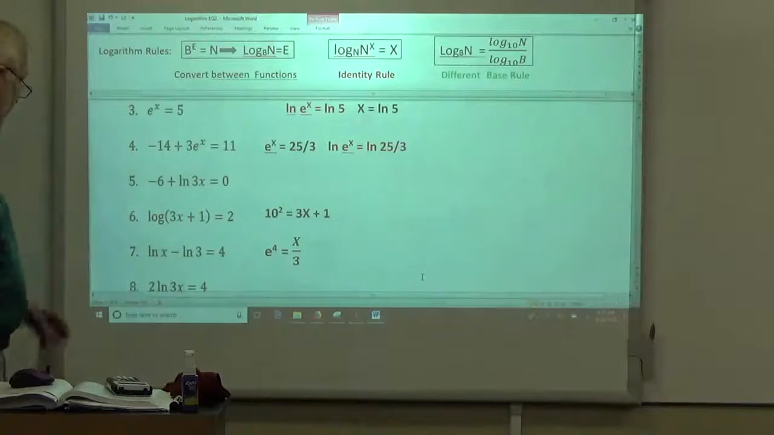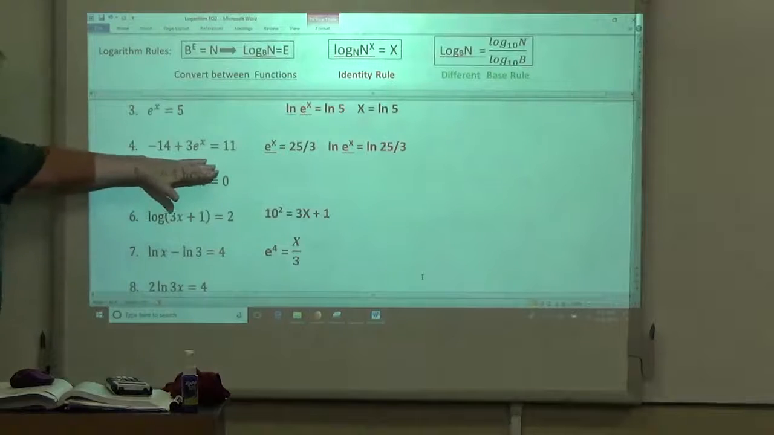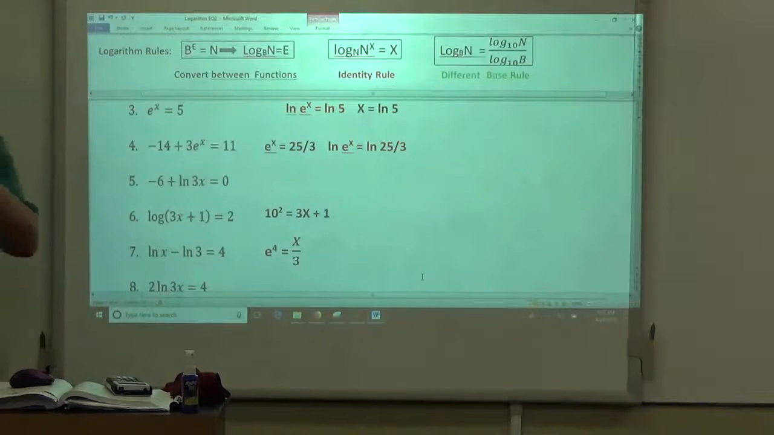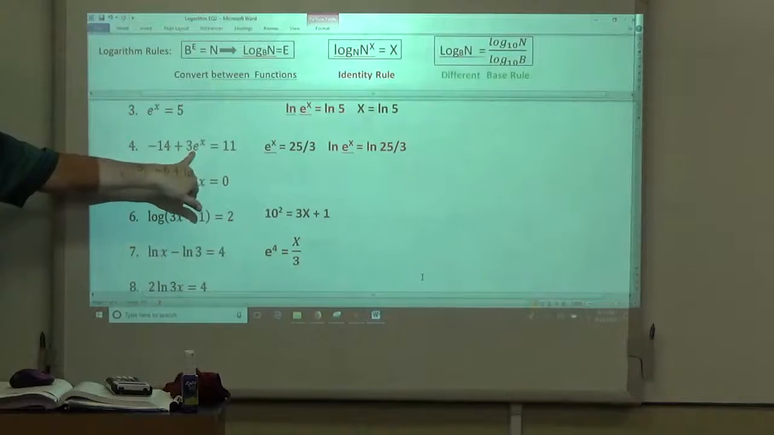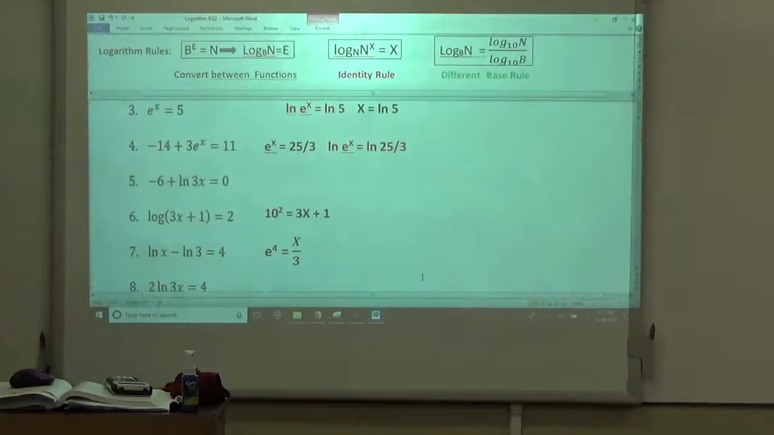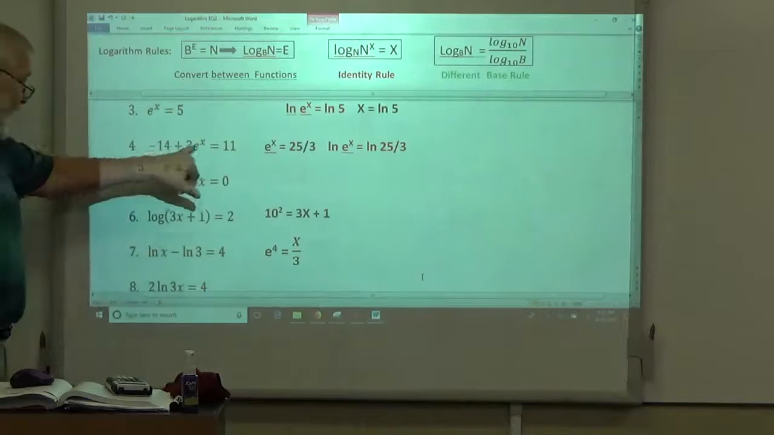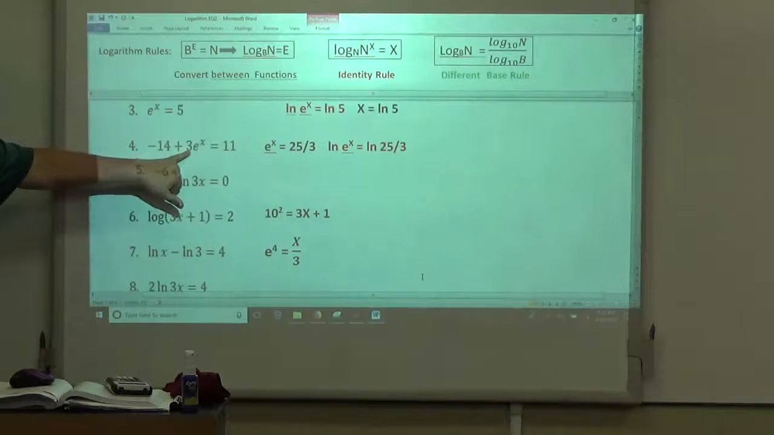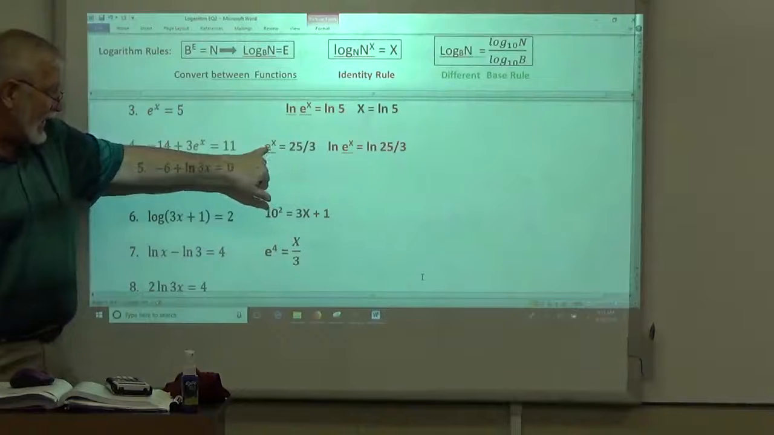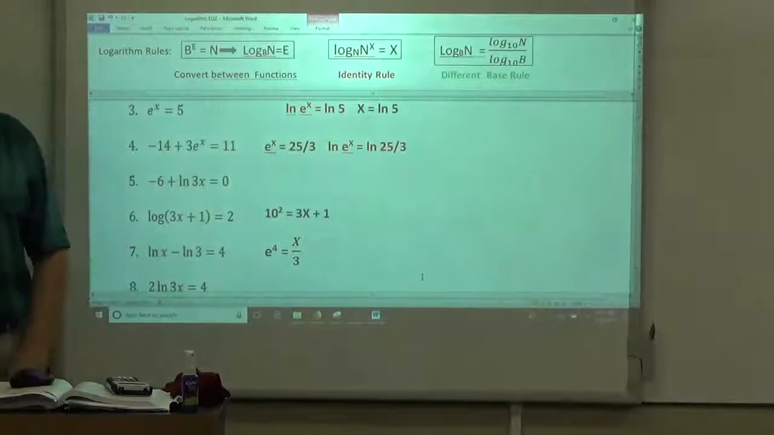Okay? All right. Now, so then we look at problem 4. All right, this is ugly. Now, the only problems that we know how to work with are when this is the only thing that I've got. Right? So what do I have to do with the 14? Add. You gotta add it just using algebra. So when I add the 14 over here, I get 25. How can I get rid of that 3? Divide. So I have e to the x equals 25 divided by 3.